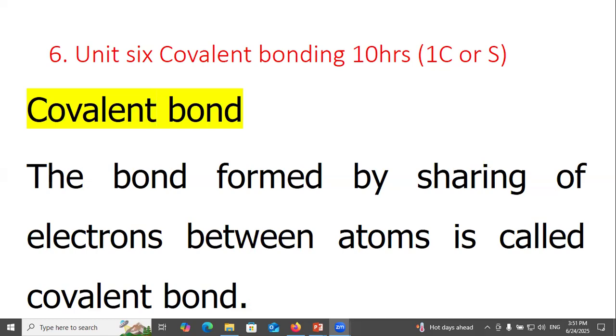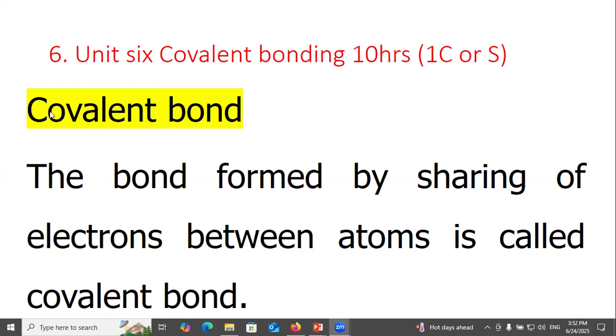Hello, good afternoon. Unit 6, covalent bonding. First of all, covalent bond. Covalent bonding, this unit is under BSc first year, chemistry, CHEM 101, theory, under Tribhuvan University, Institute of Science and Technology, BSc first year.